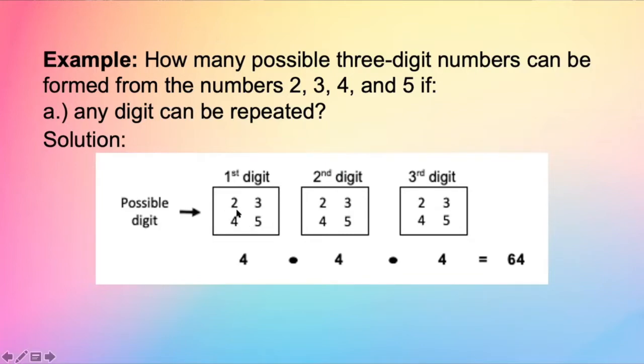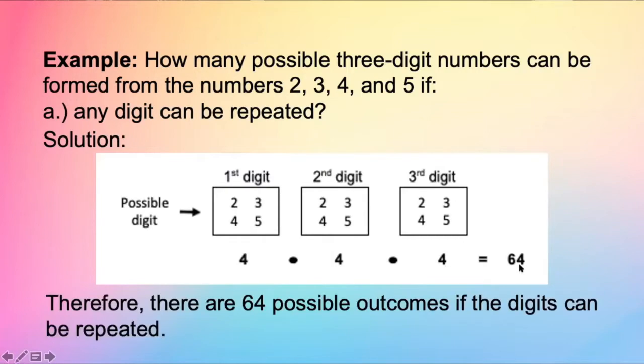We have 2, 3, 4, and 5. Also, in the second and third digits, there are four possible outcomes. We now multiply. 4 times 4 is 16, times 4 is 64. Therefore, there are 64 possible outcomes if the digits can be repeated.